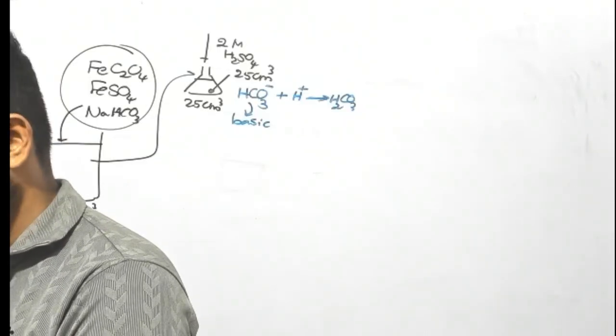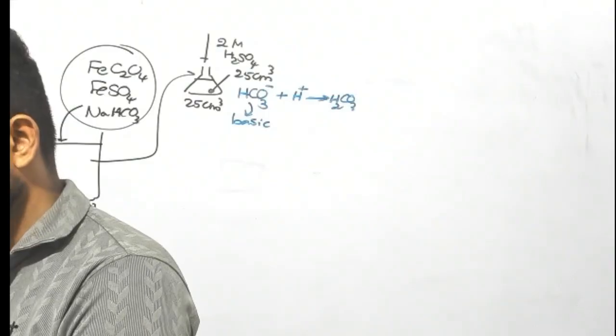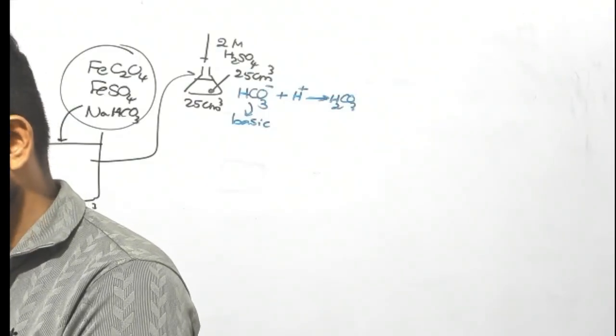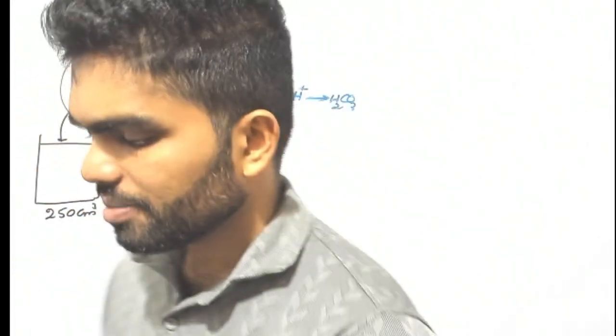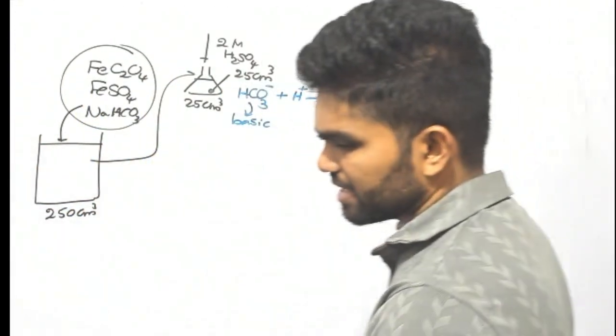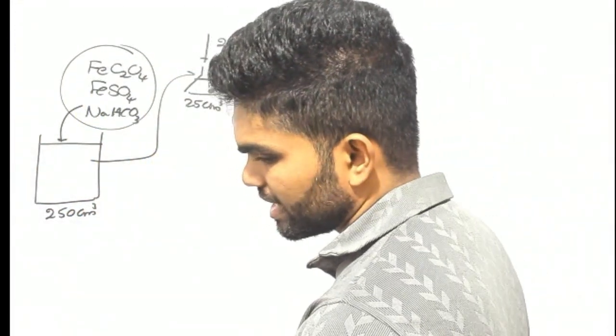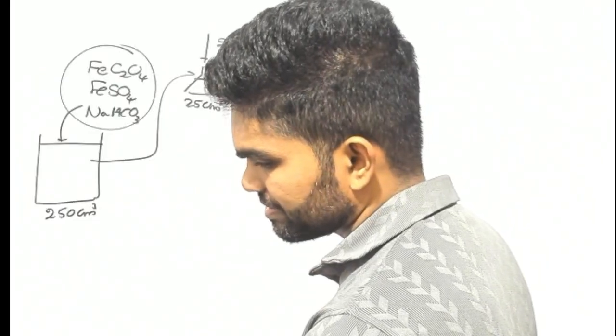Check this one. Second part. Now it says, not the second part actually, the third part. Give me a few minutes, I'll explain. Another 25 cm3 portion was acidified with HNO3 and excess barium chloride was added.